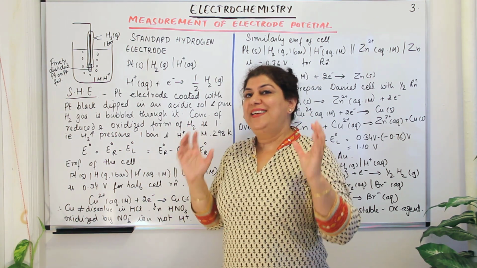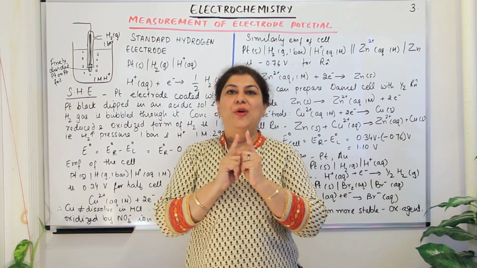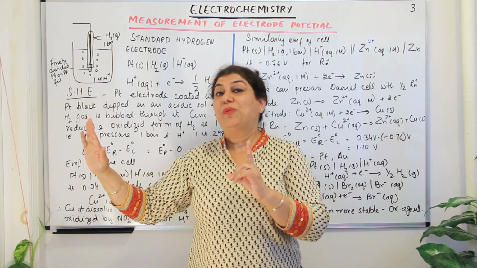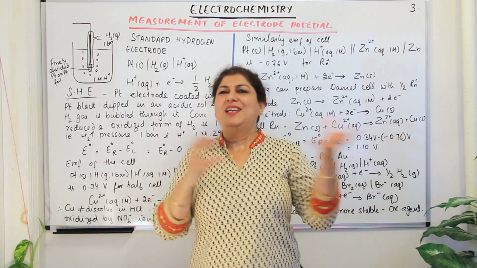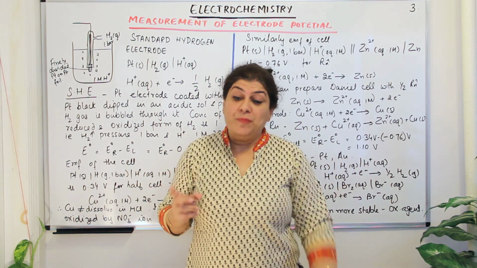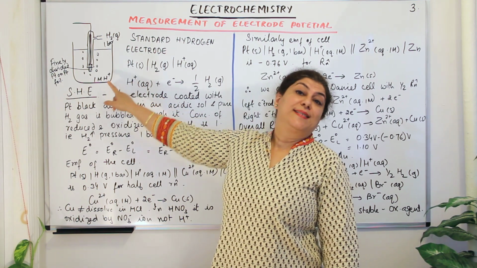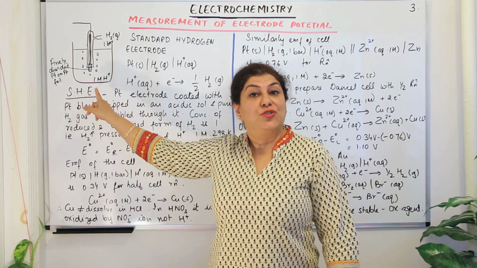And it is always easiest to assign a value which is 0, because anything higher than that would be a positive value and anything lower than that would be a negative value. So it becomes easier numerically to compare it. So the value of 0 was assigned to the standard hydrogen electrode.